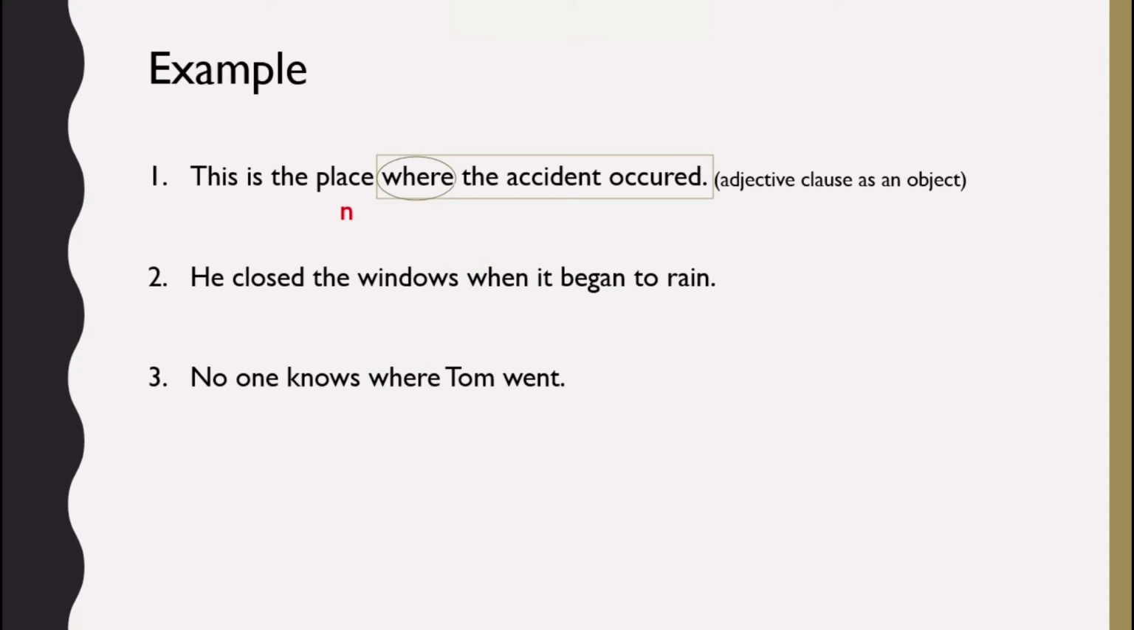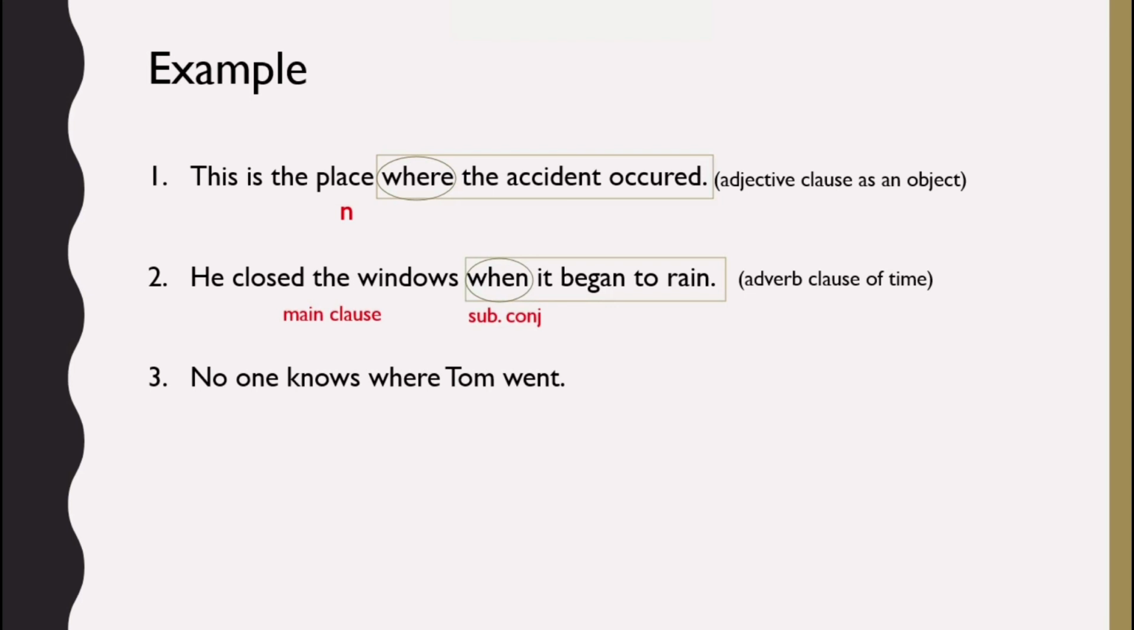Next, number 2. He closed the windows when it began to rain. The trigger word here is when. So, when it began to rain is the clause. When is included in the subordinate conjunction of time. And this conjunction comes after the main clause. So, this clause is an adverb clause.